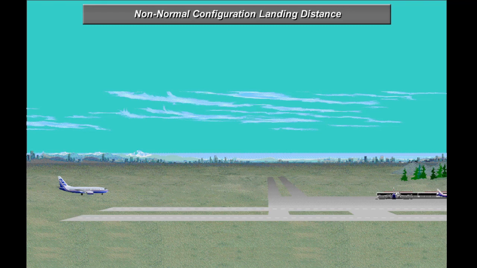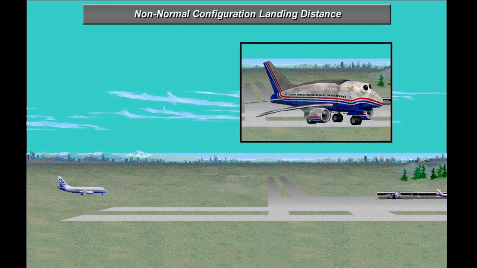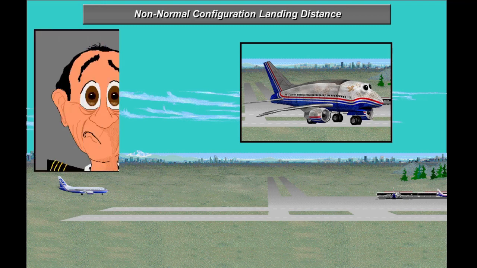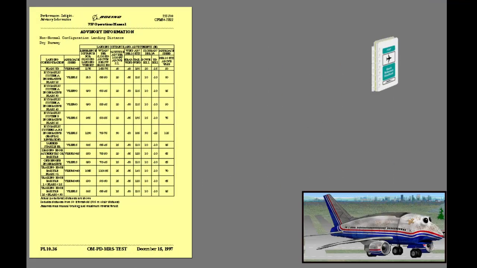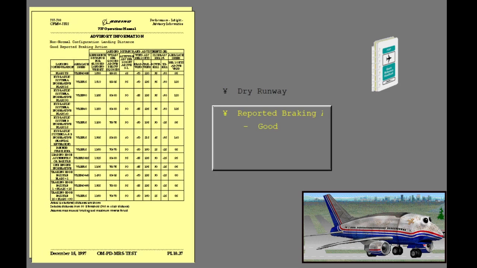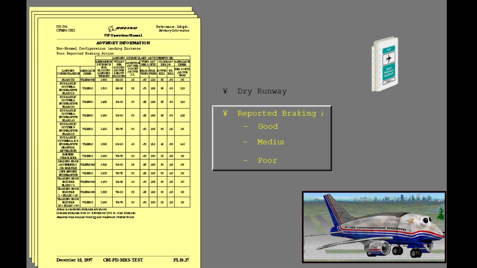We will now discuss the non-normal configuration landing distance information that is provided in the Quick Reference Handbook. This advisory information can be used to determine actual landing distance requirements for non-normal configurations and system failures that affect the landing performance of the airplane. Separate Quick Reference Handbook tables are provided for dry runway surface conditions and for reported braking actions of good, medium, and poor.